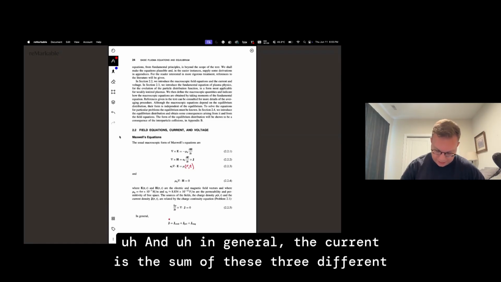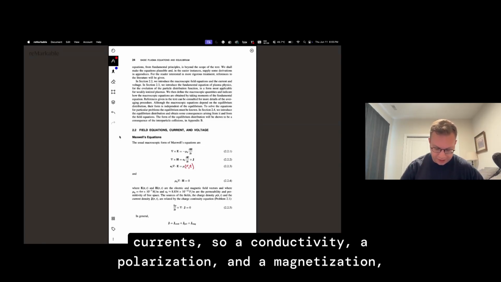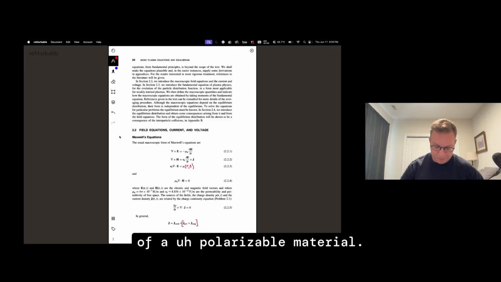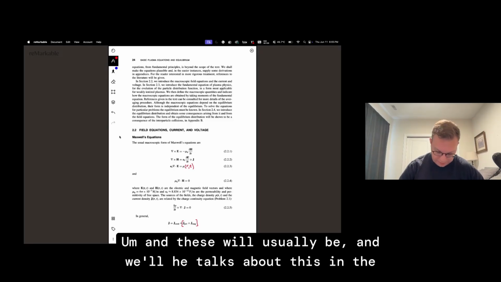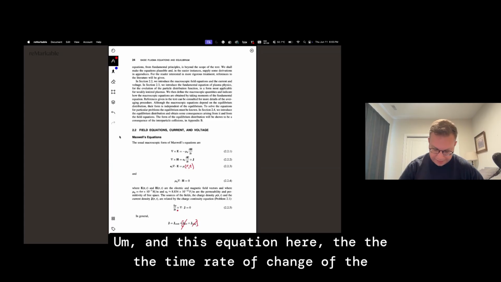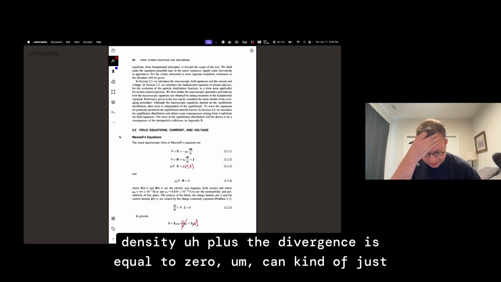And in general, the current is the sum of these three different currents: a conductivity, a polarization, and a magnetization current, with both the polarization and magnetization only occurring inside of a polarizable material. And he talks about this in the next section, these will usually just be considered to be small.